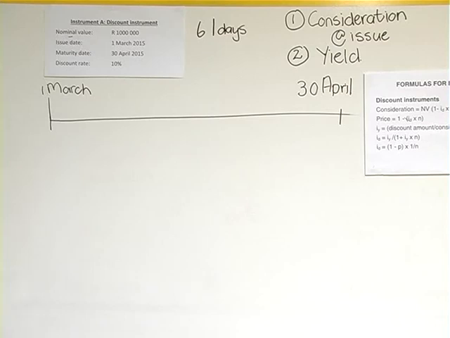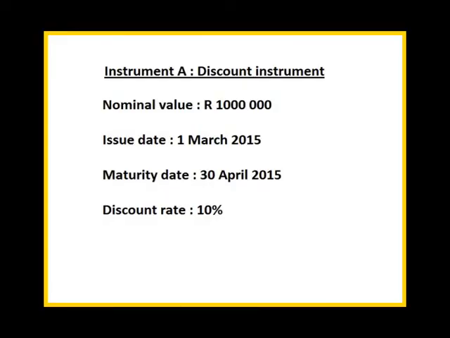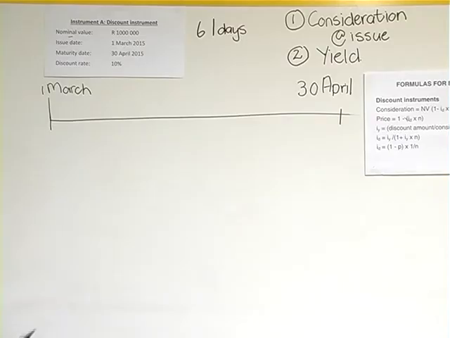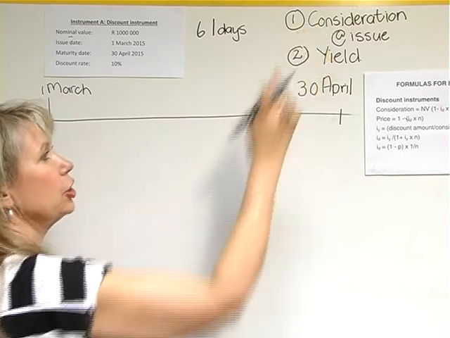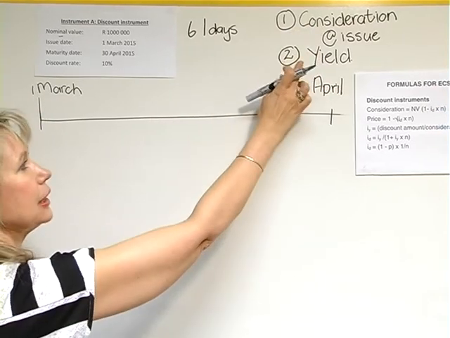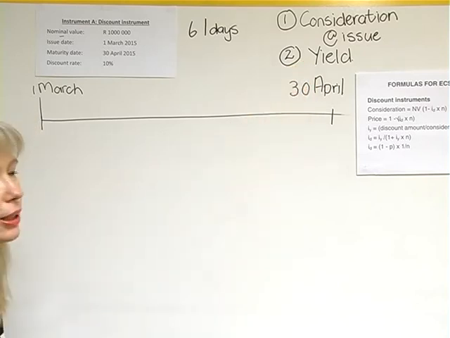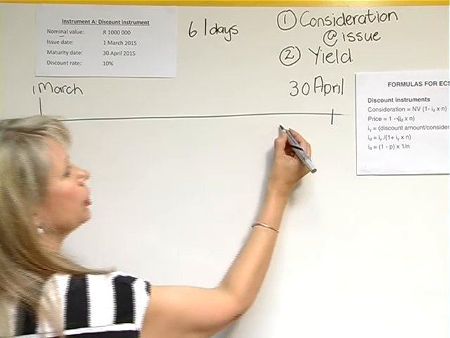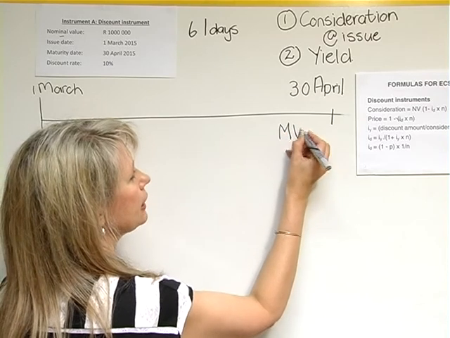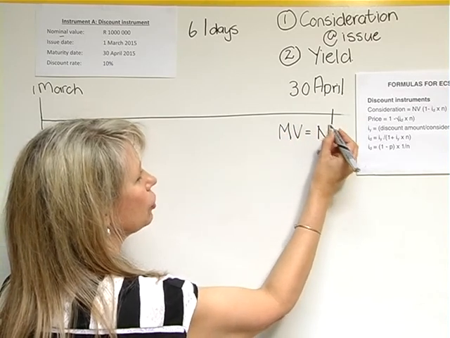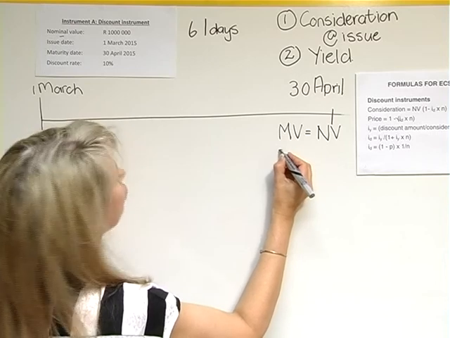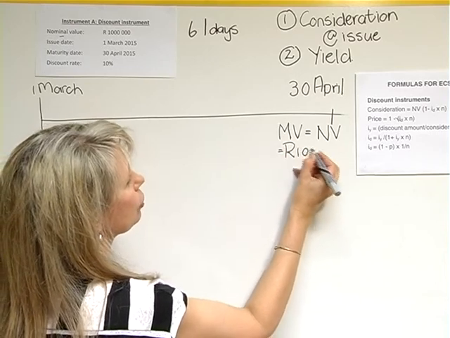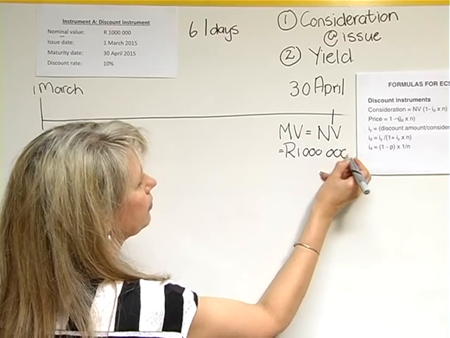In this video clip, we are going to do some calculations concerning a discount instrument. We are going to calculate the consideration at issue, and then we're going to see how we calculate the yield on this instrument. You will remember from the previous video clip, we explained that the maturity value of a discount instrument is equal to the nominal value. Therefore, for this instrument, it is equal to R1,000,000.